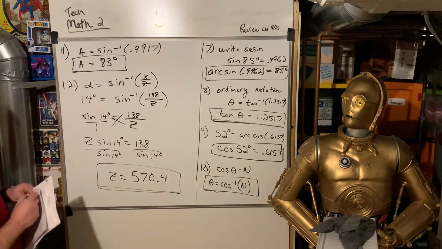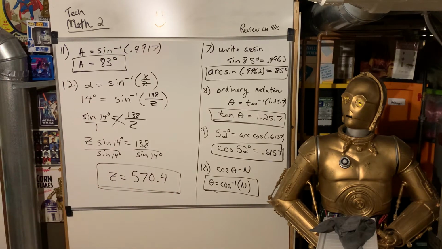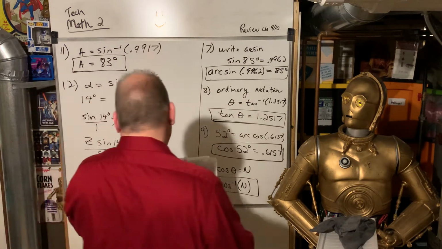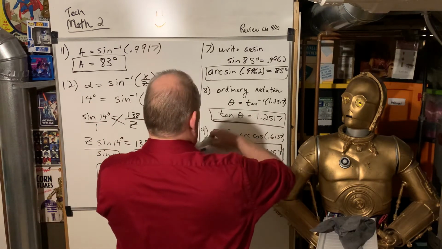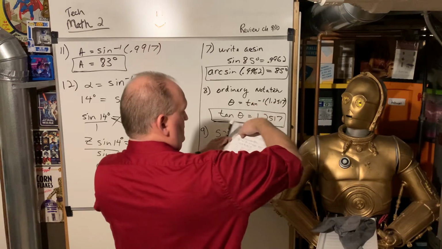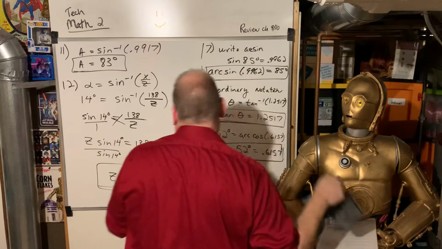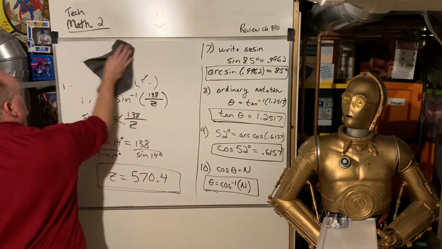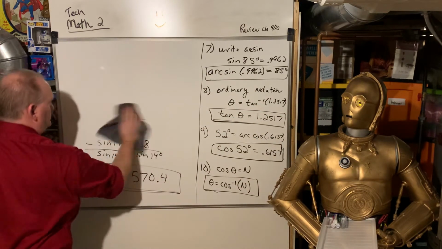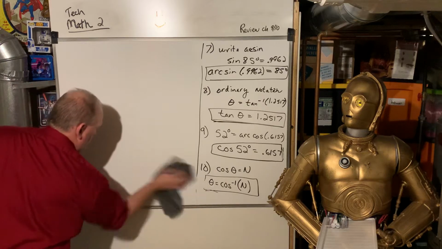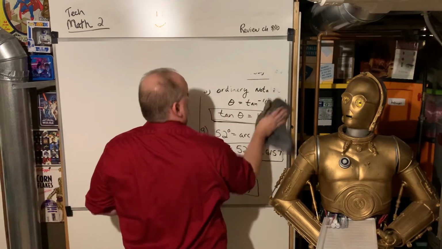Okie dokie. All right, let's see how much. Okay, we'll do number 13, and then we'll cut it and do a part two. All right.